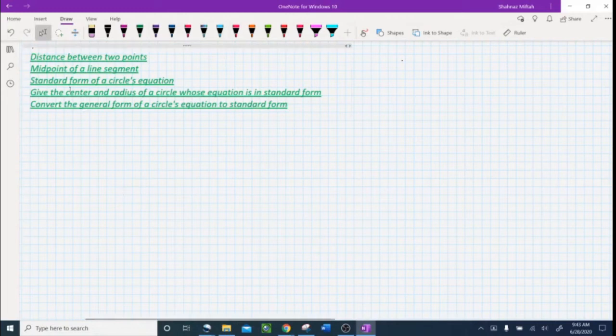Hi everyone. Today we are going to work on the examples about distance between the 2 points, midpoint of a line segment, standard form of a circle's equation, give the center and radius of a circle whose equation is in standard form, convert the general form of a circle equation to standard form. So we're going to do one by one each one of those.